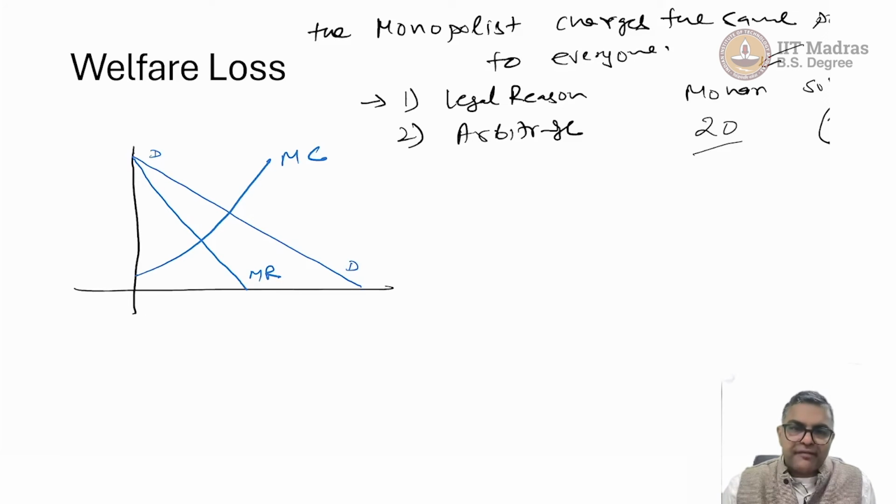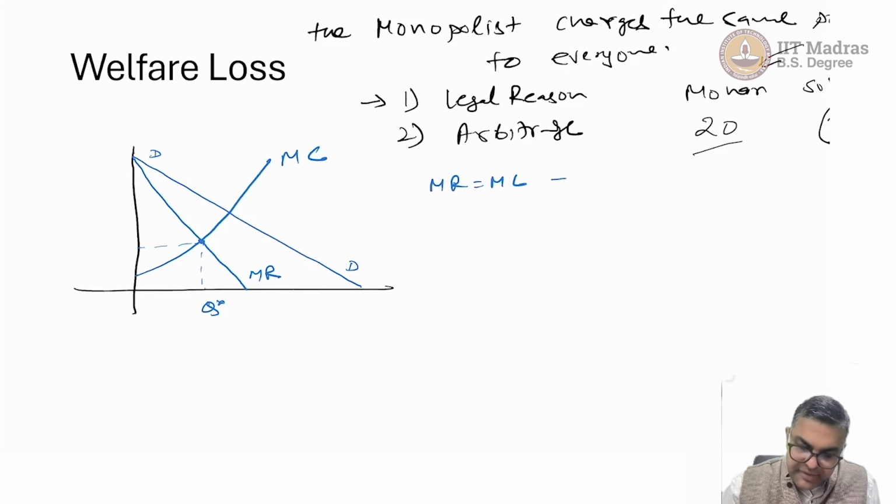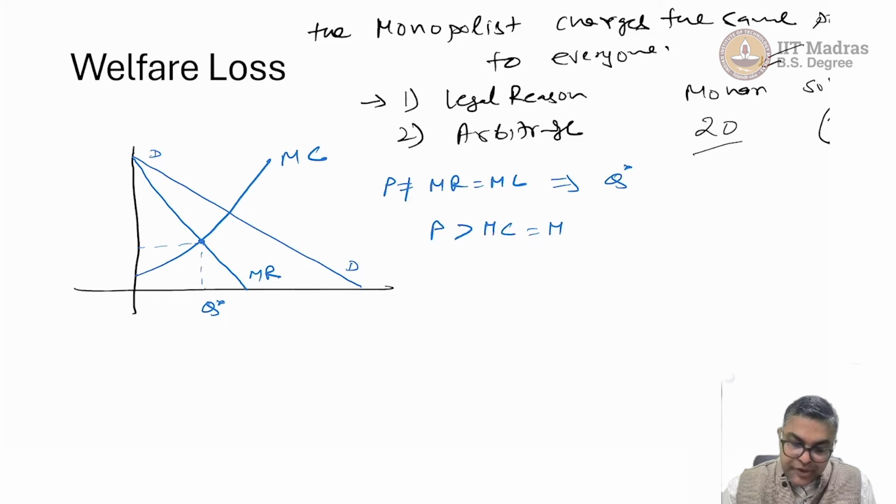Let us also graphically obtain the equilibrium. At this Q star, MR is equal to MC. So wherever MR is equal to MC will give us the condition to obtain Q star, and this is the Q star. But price is not being determined. Remember that P is no longer equal to MR. P happens to be greater than MC, and therefore P is also greater than MR.